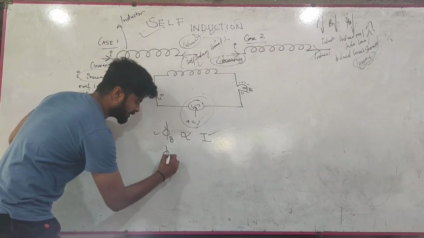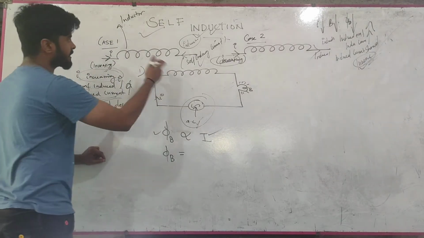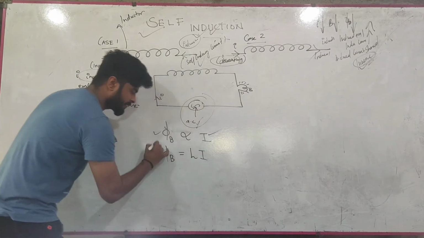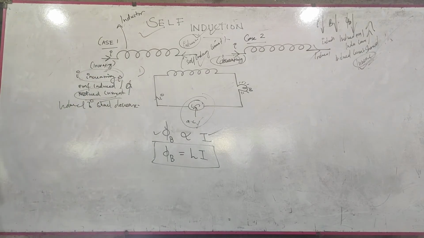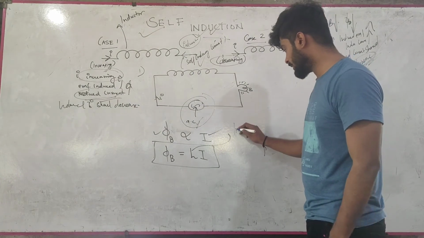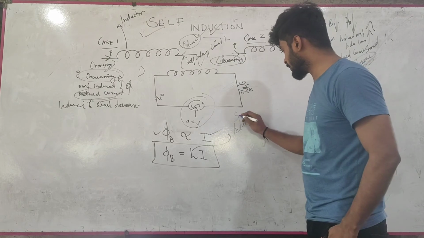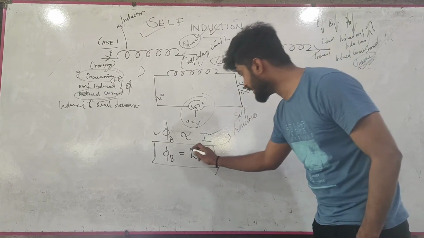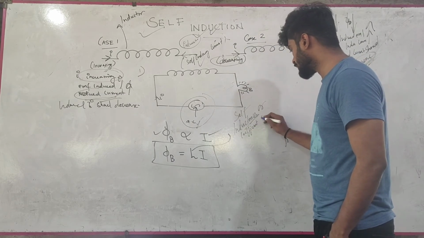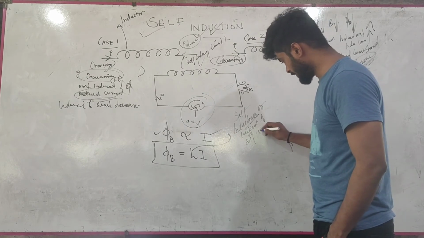So I can write magnetic flux is directly proportional to the current. In the next step, I can put an equality sign and multiply a constant. Since this is an inductor, I will multiply an L with I. So phi B is Li, where L is a constant which is called inductance. Since this is self-induction, L is called self-inductance, or coefficient of self-induction.